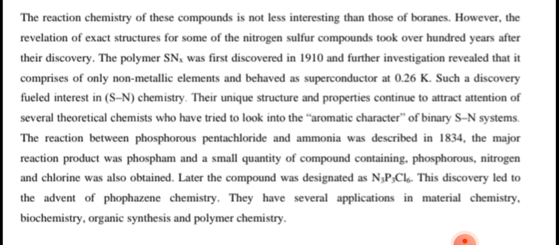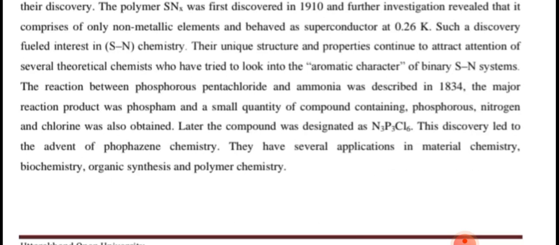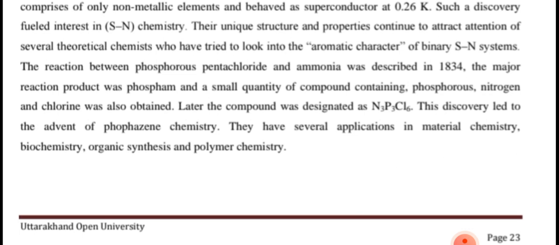The reaction between phosphorus pentachloride and ammonia was described in 1834. The major reaction product was phosphamide, and a small quantity of a compound containing phosphorus, nitrogen, and chlorine was also obtained. Later, the compound was designated as N3P3Cl6. This discovery led to the advent of phosphazene chemistry. They have several applications in material chemistry, biochemistry, organic synthesis, and polymer chemistry.